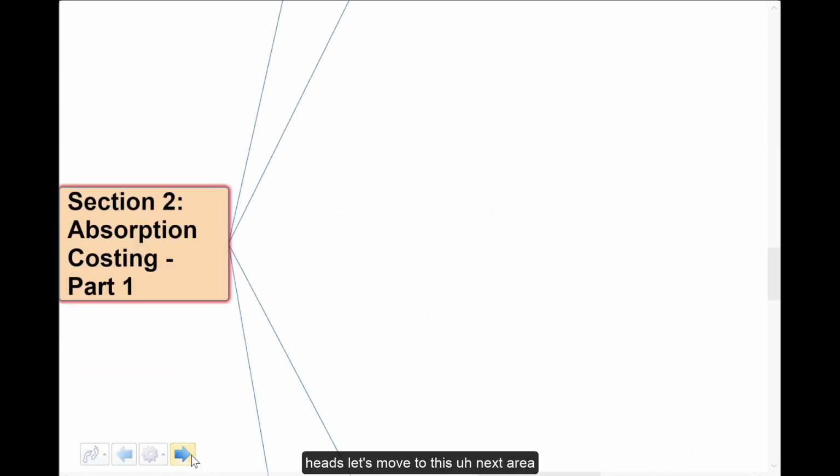Let's move to this next area now. Absorption costing, we'll note from the MA syllabus, is a key area. It's a key area for us. We must understand it. In fact, costing is important for your success in this exam. Don't avoid it. So this second section of this particular chapter 5 is just really absorption costing across the board in a number of different ways.